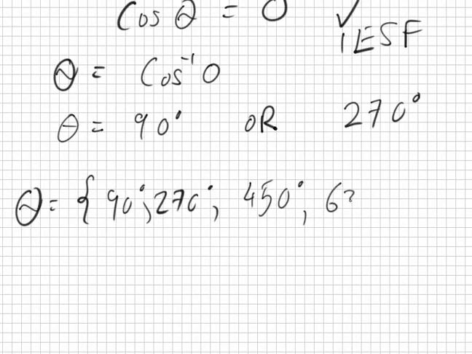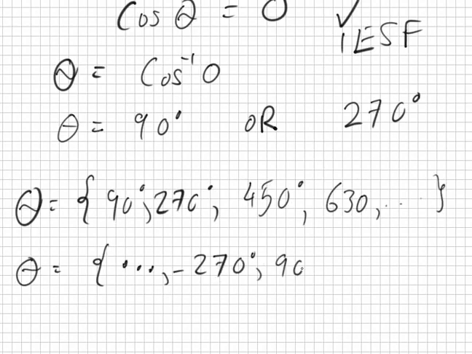630, is it? Okay. And don't forget, you can also go in the opposite direction. You can minus 360 because we're allowed to have negative answers. So, what would that be? Minus 270. Yeah, so dot, dot, dot. Minus 270, 90, 270, etc. You get the idea.